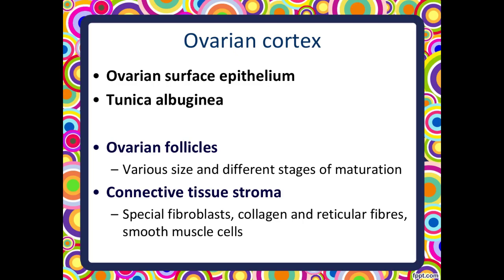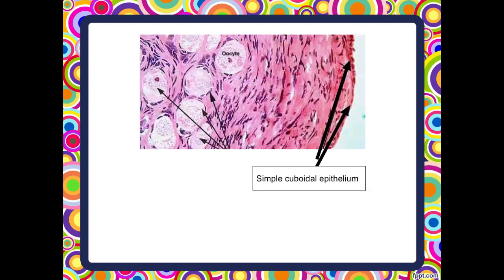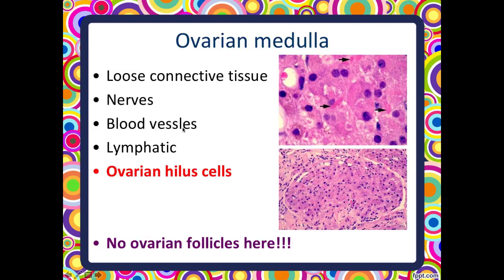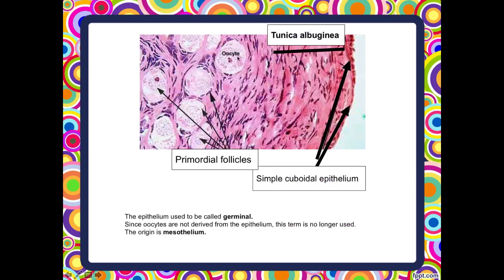So what is this? This is the superficial epithelium. You can see that. Under the epithelium there is a dense connective tissue layer called the tunica albuginea, and then there is the cortex of the ovary, with follicles containing oocytes and connective tissue stroma between the follicles.